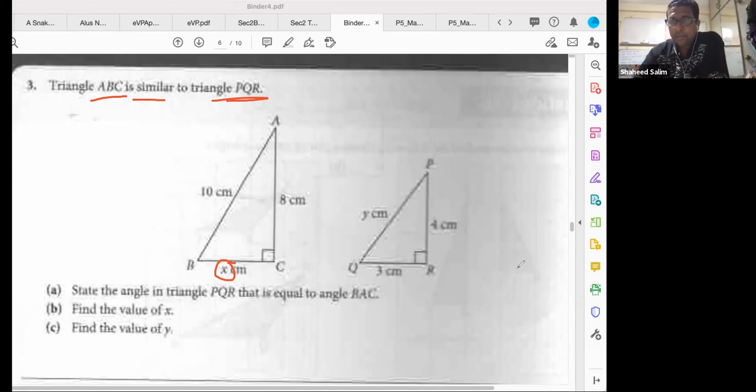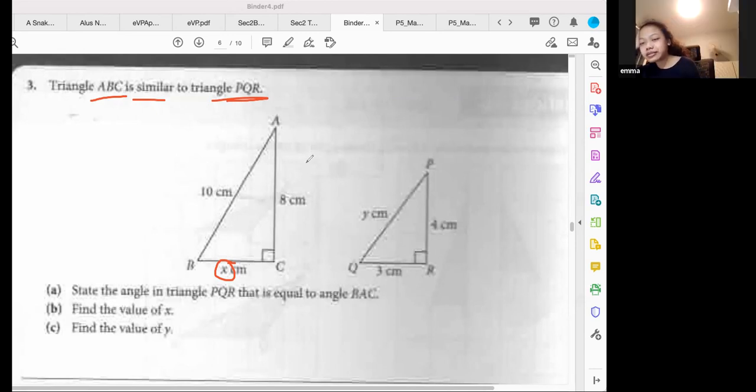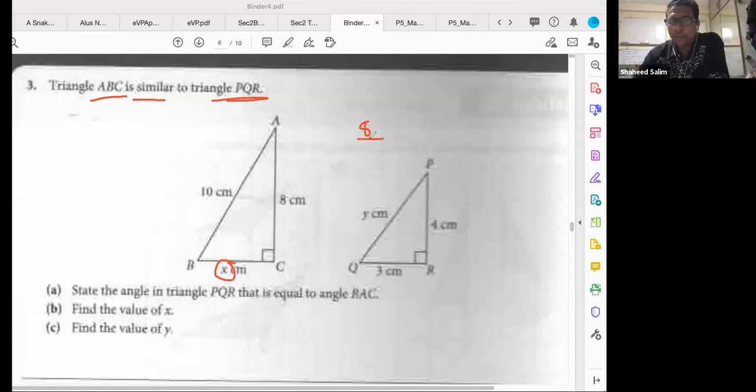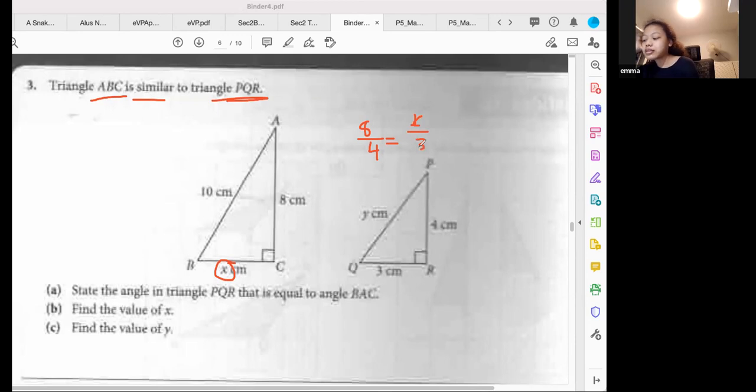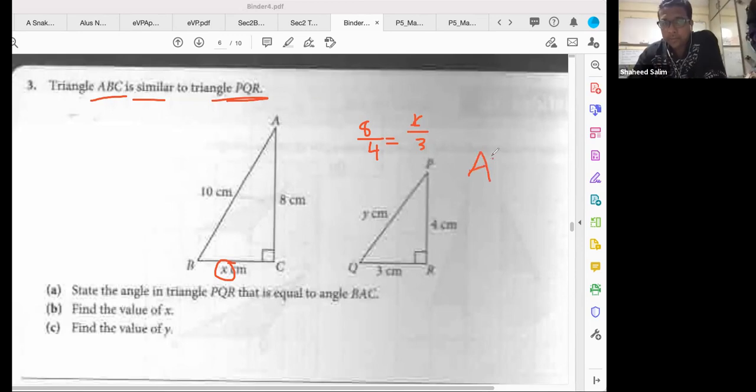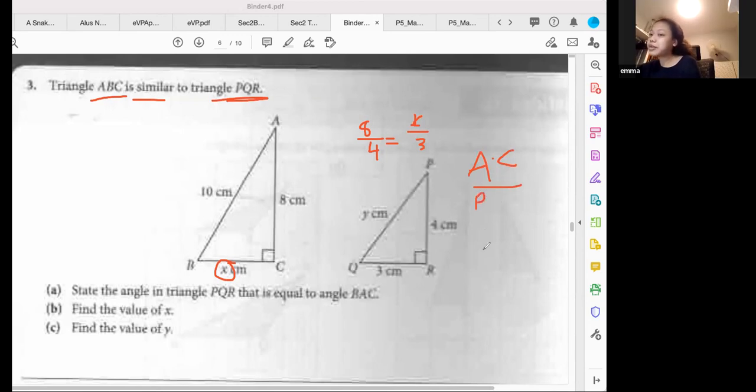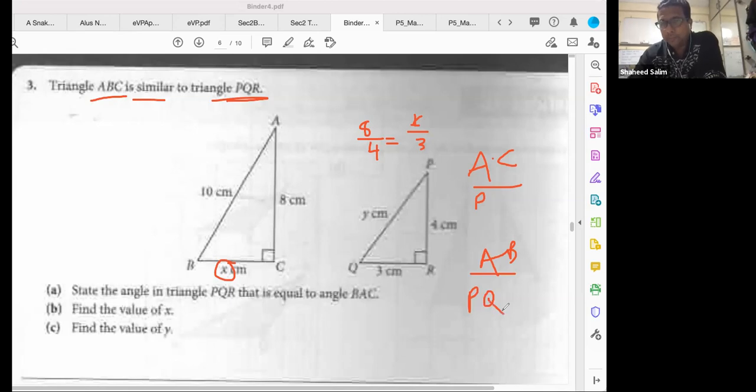I'm talking too fast. Okay, down here. My teacher taught a different method. What is the method? Okay, your teacher taught you this: 8 over 4 is equal to X over 3. Am I correct? No. Okay, what method did your teacher teach? It's like AB over PQ, then AC over PR, then BC over QR. Okay, yes. It's the same thing. Okay, so what does it mean?